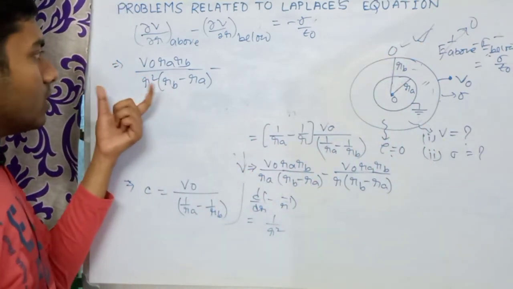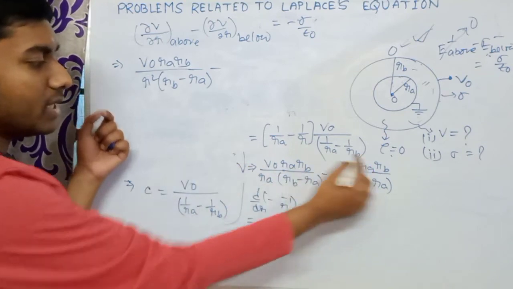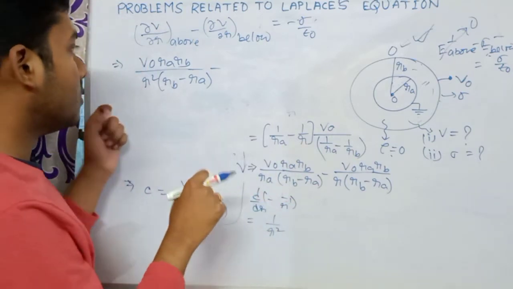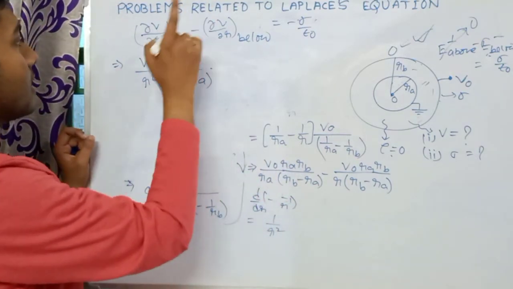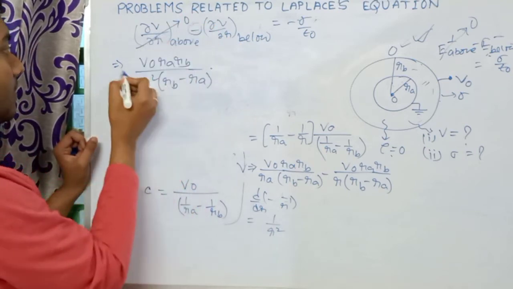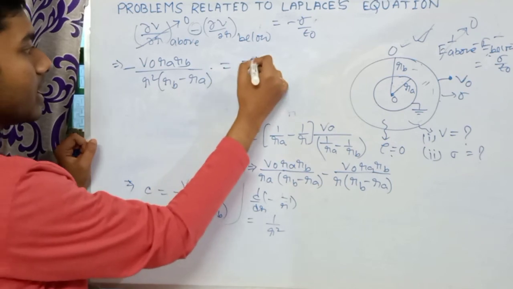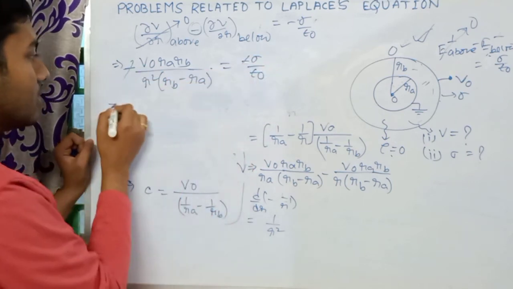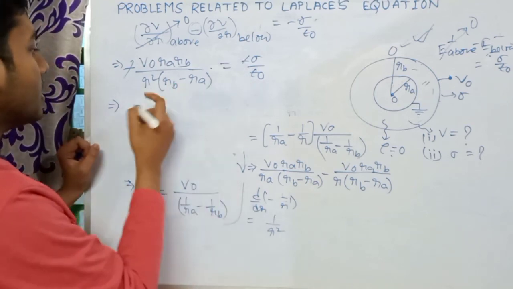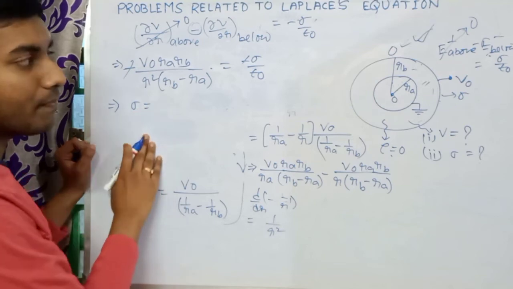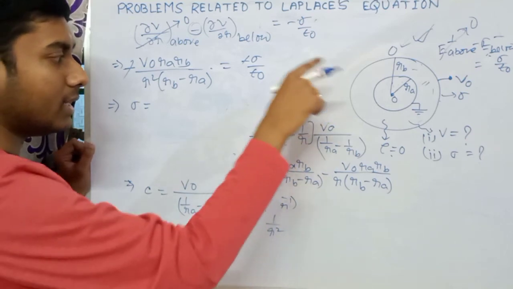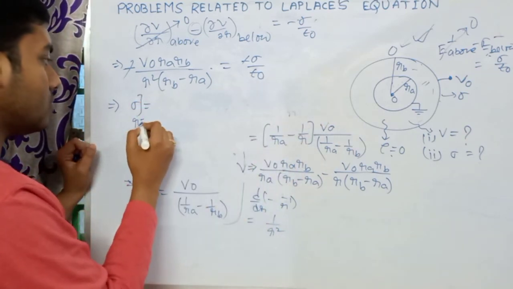So what will be that E below? The E below will be the derivative of this, and after differentiating we have to put it in, and there is a negative sign, so this will be equal to minus sigma over epsilon naught, and these negative signs will cancel out. Now the final expression will be this. Now from here you can find easily the value of sigma, and this sigma is the sigma at the outer surface, that is at r equals rb.